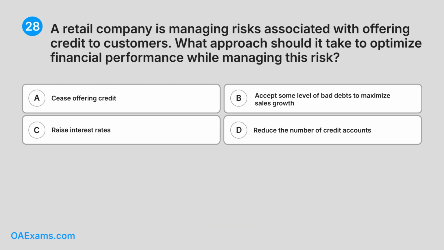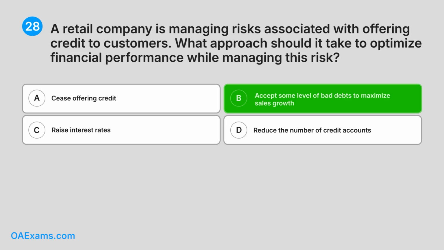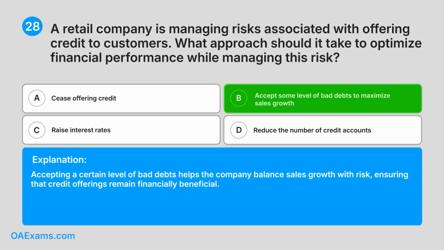Correct answer. B. Accept some level of bad debts to maximize sales growth. Explanation. Accepting a certain level of bad debts helps the company balance sales growth with risk, ensuring that credit offerings remain financially beneficial.